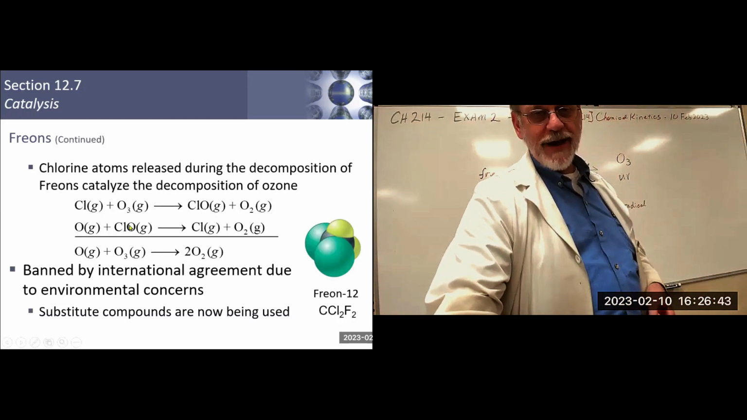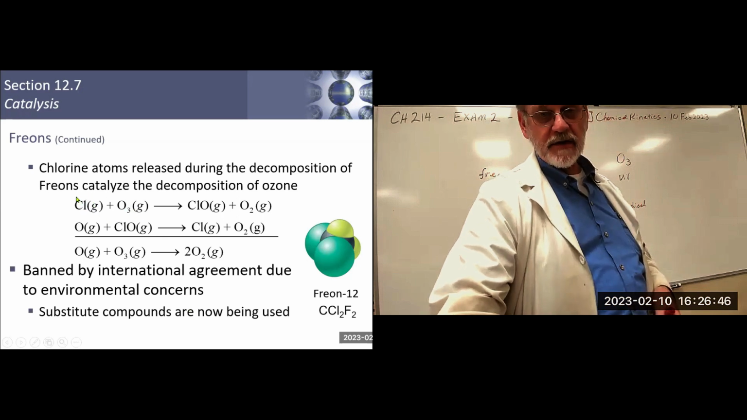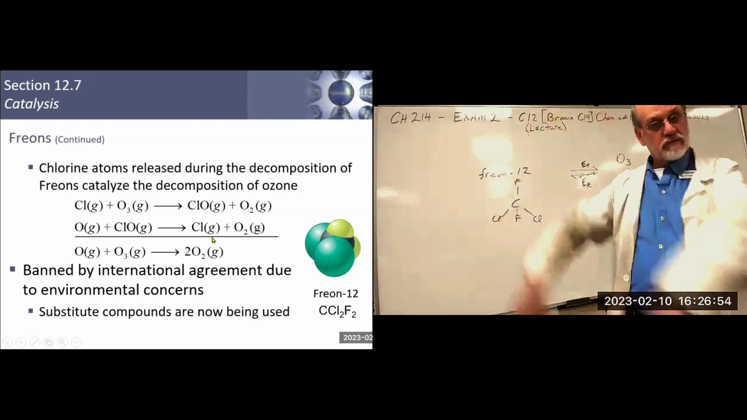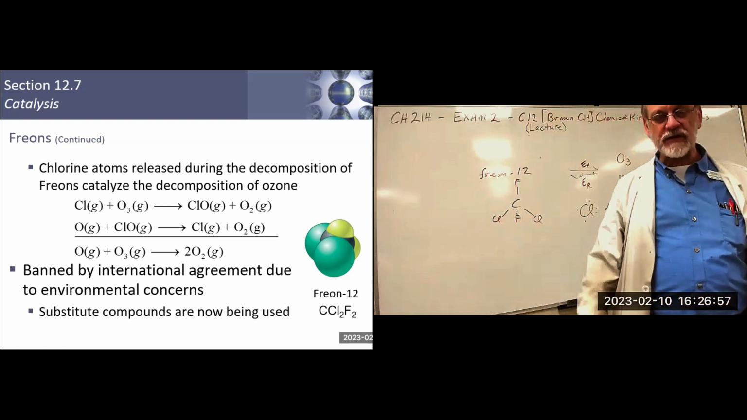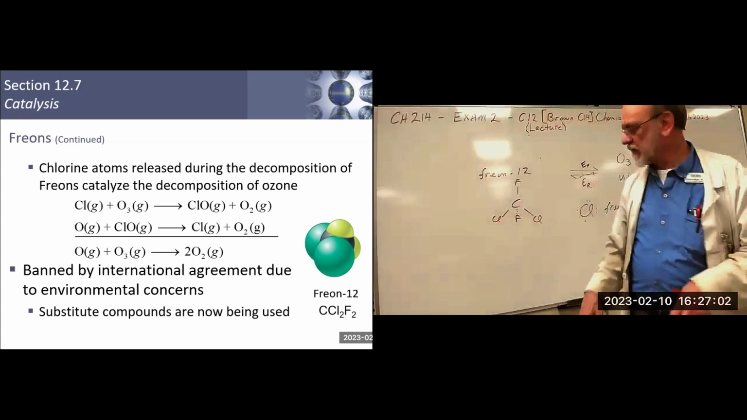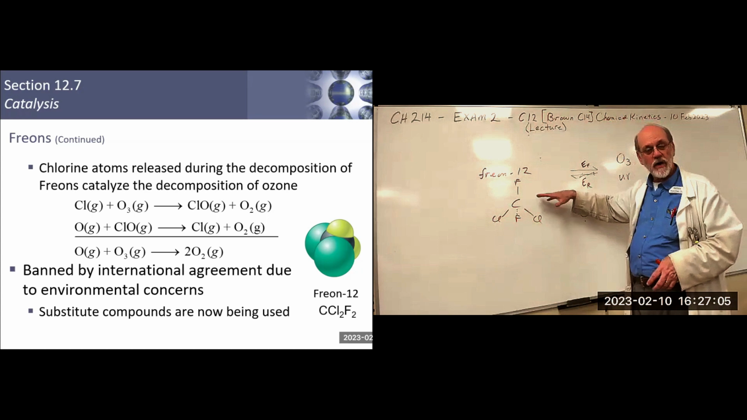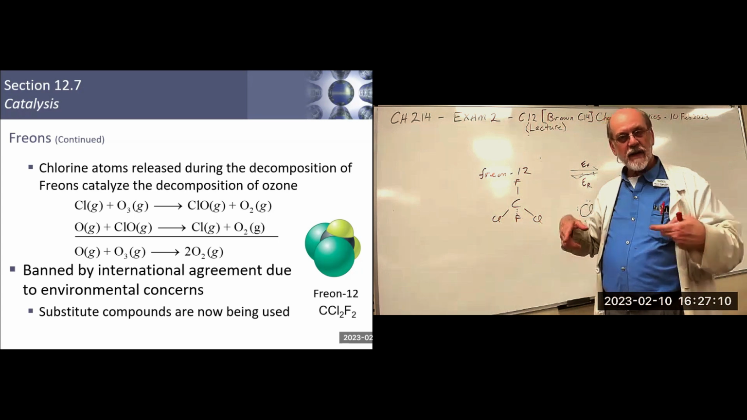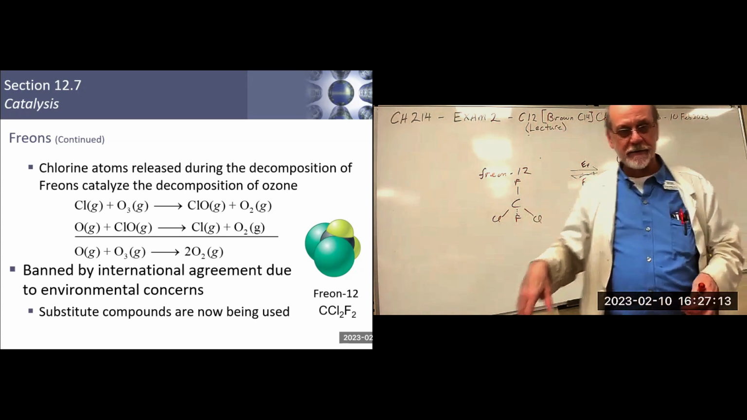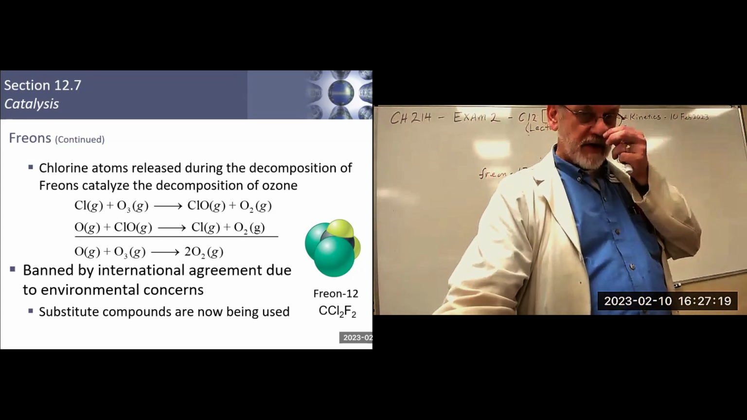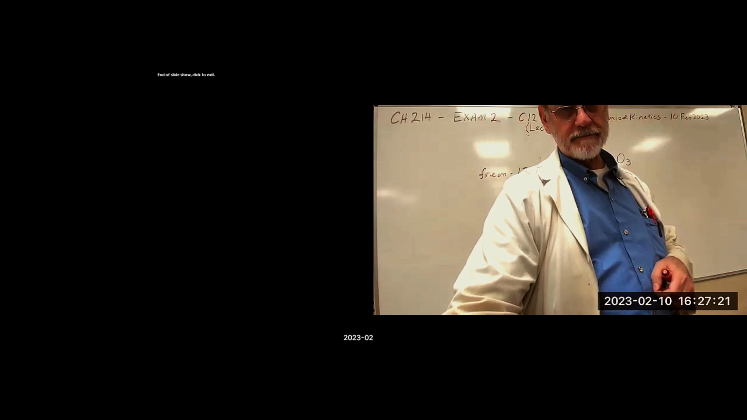These chlorine free radicals react as catalysts with ozone to decompose it and make oxygen gas, and then they're released again to go decompose another ozone. So that's why freon was banned. And now we use other types of hydrofluorocarbons in our refrigerants that are less susceptible to that decomposition producing free radicals. They're more expensive, of course, but they don't do as much damage to the ozone layer. Okay, that's it.